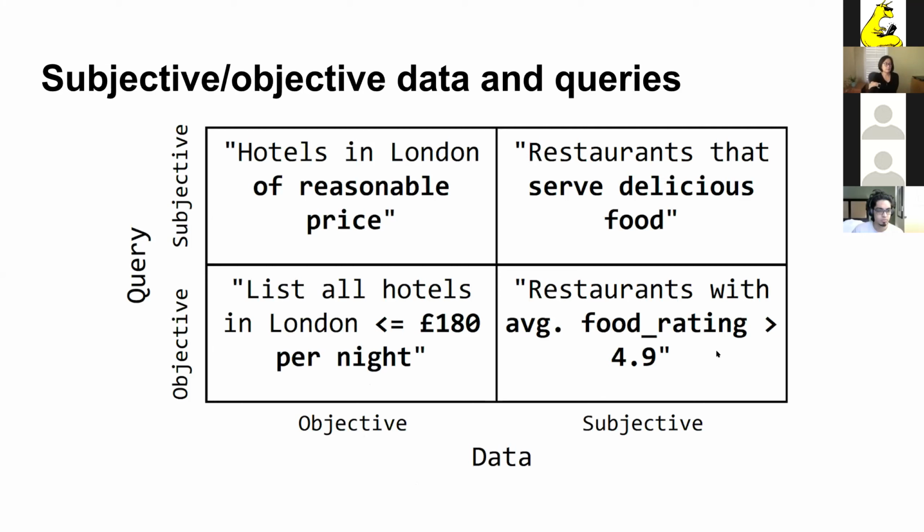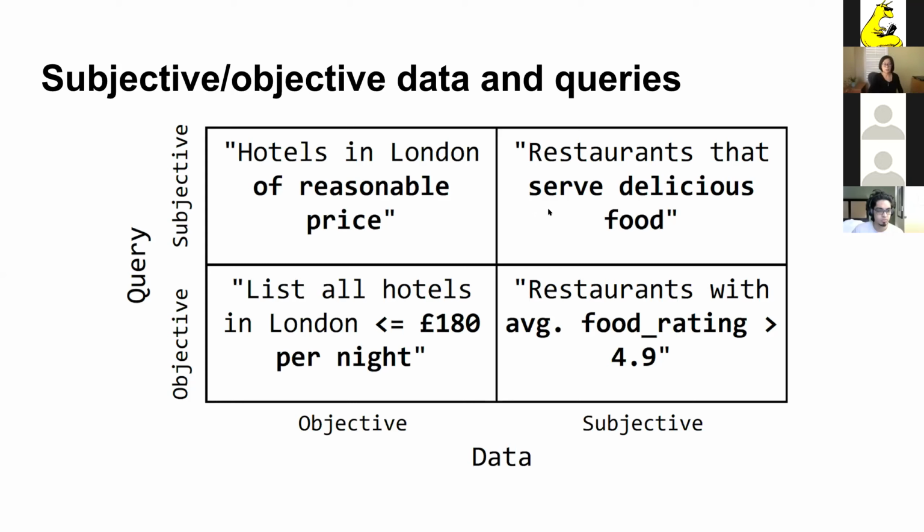We also have objective queries against subjective data, right? Think about lots of reviews out there. And people still want to pose and get answers to queries like, give me all the restaurants whose average food rating is more than 4.9. For this, you have to do some groundwork to understand the reviews, somehow fit all these reviews into some numerical scale, before you can answer such queries.